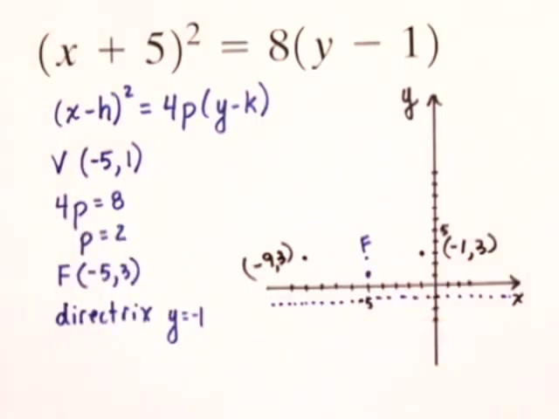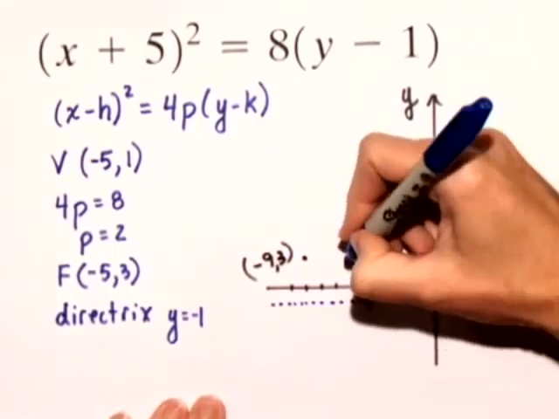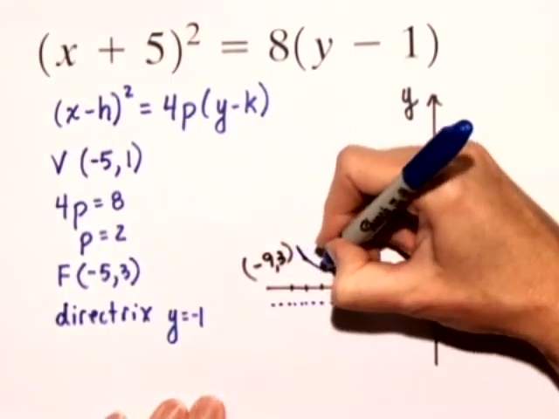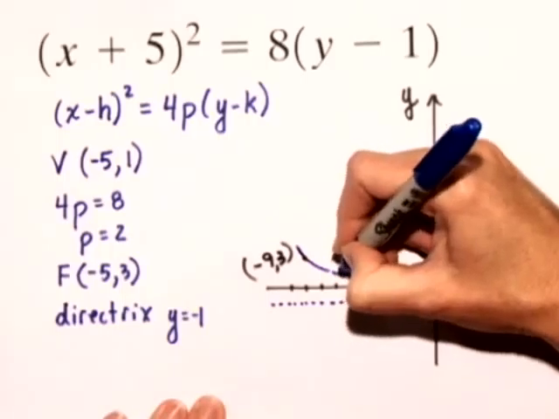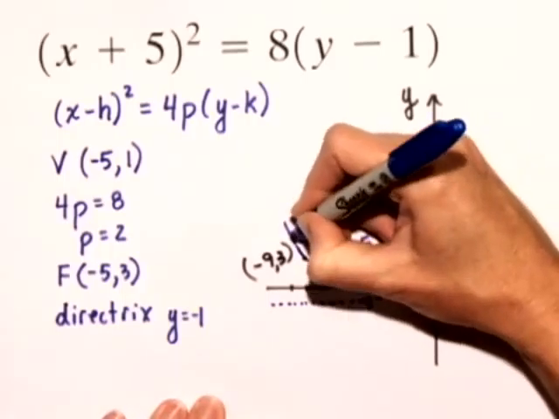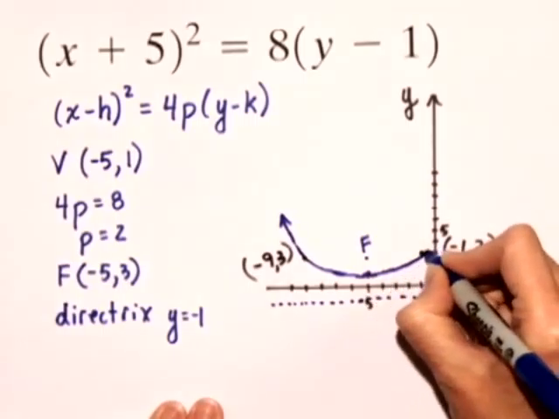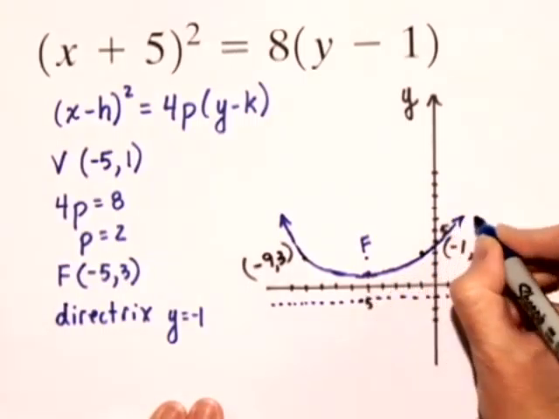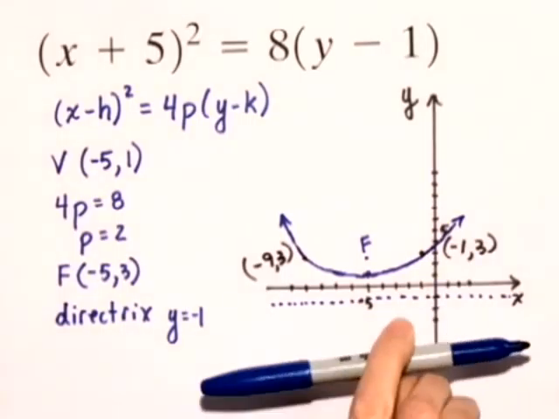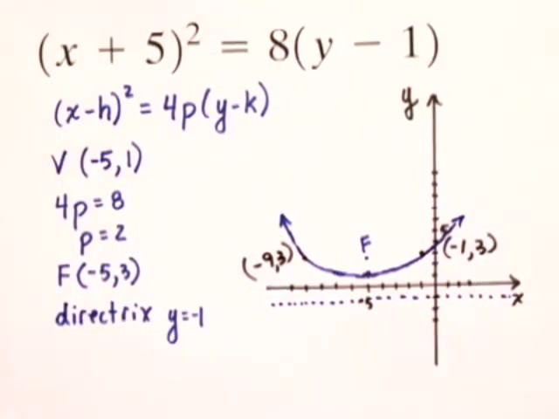Now we can sketch the graph of this parabola. It's a smooth curve going through those 2 points and the vertex. The focus is always located on the inside of the parabola, and the directrix is located, in this case, below the parabola.